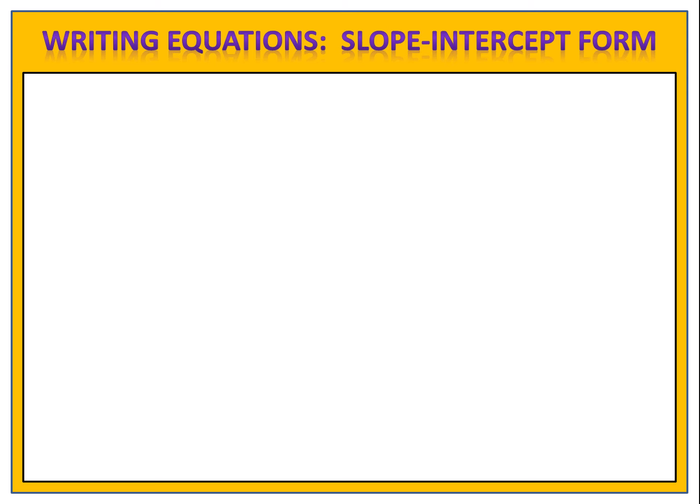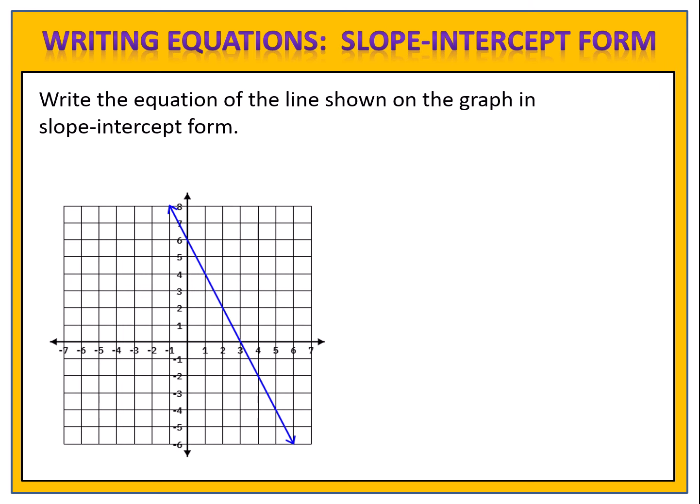Here's an example for you to try. Can you write the equation of the line shown on the graph in slope-intercept form? Remember, slope-intercept form is y equals mx plus b. Please pause the video here and come back when you're ready to compare your answers.